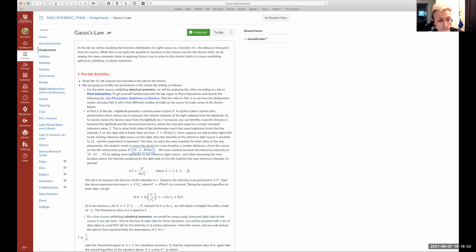Less power. Why do you intercept less power? The unit area has grown. Okay, so you're talking about intensity, which is power per unit area. Right. Power is just the total amount of energy that you intercept per unit time.